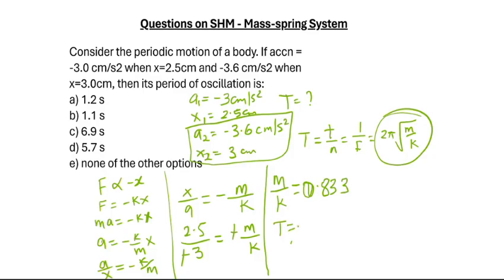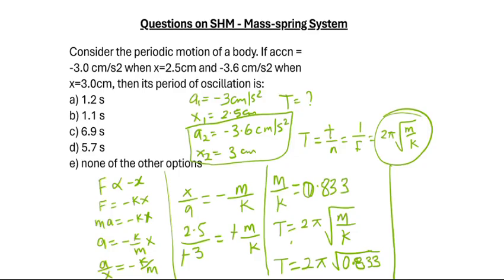Then my t is equal to 2 pi square root of m over k. Now that I have known my value for m over k, I will just plug it in directly, which is 0.833. And by the time I compute this inside calculator, 2 pi times square root of 0.833, I get my period to be 5.74 seconds, and that is actually in option D.